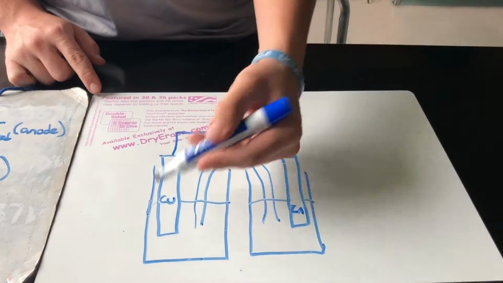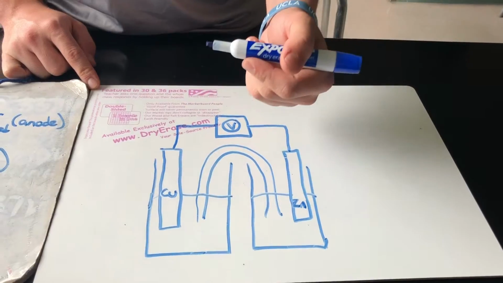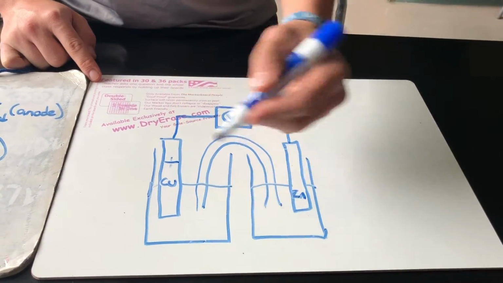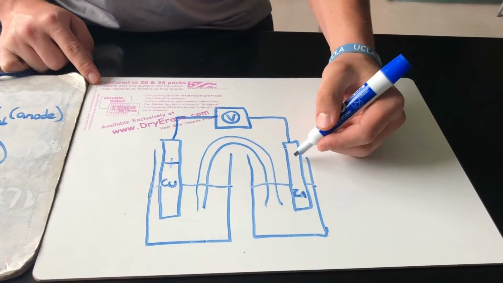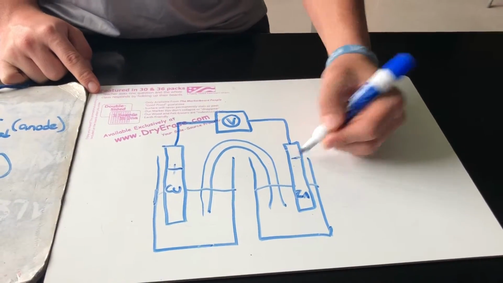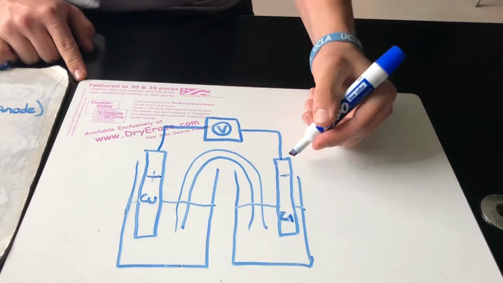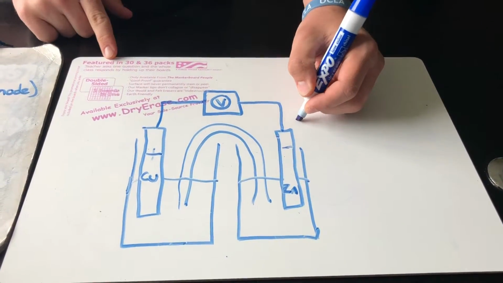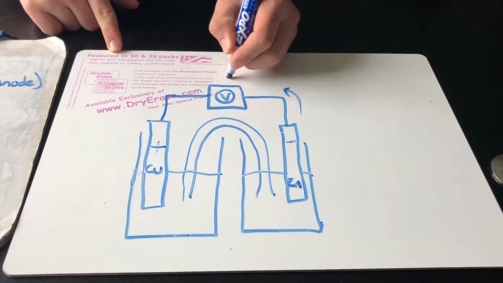So copper in this case is the cathode because it wants to gain electrons, so therefore we'll label this plus. Zinc loses electrons, therefore it's the anode because the zinc is being oxidized. So since zinc is losing the electrons and copper wants to gain them, the electrons flow this way through the wire.